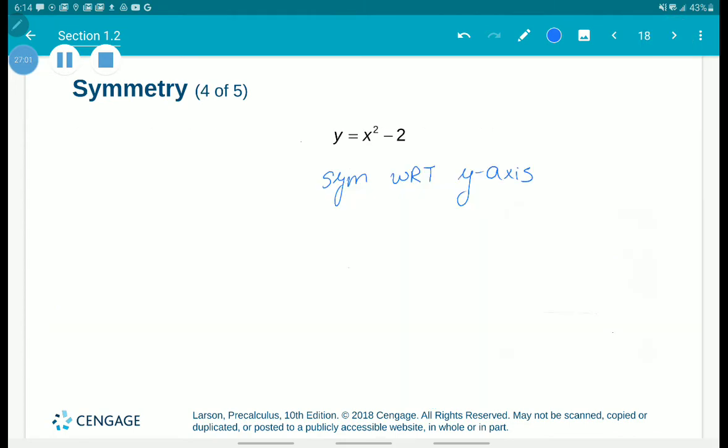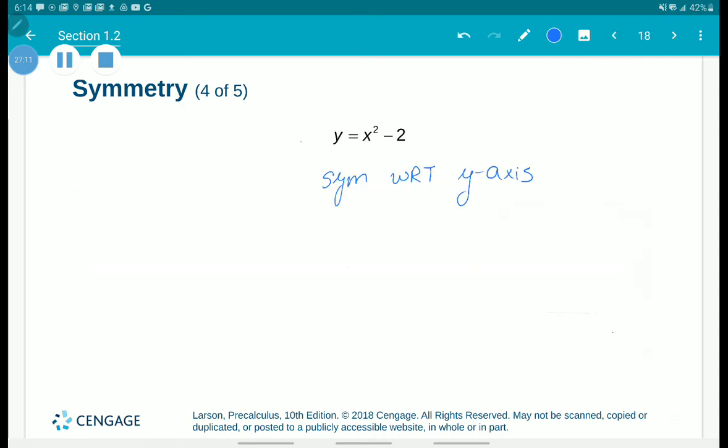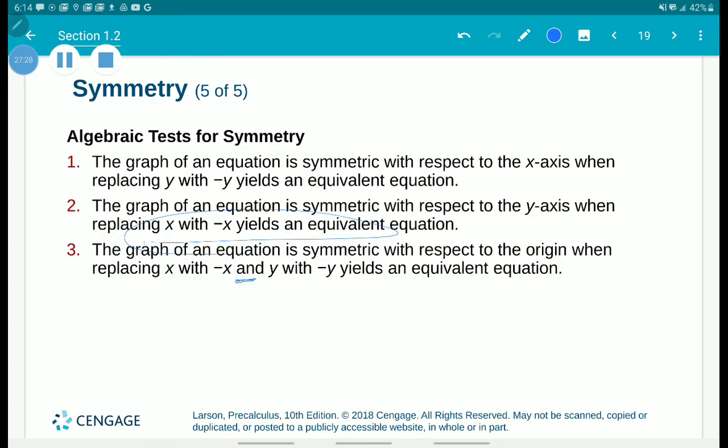So going back to that previous example, graphically, we saw it was symmetric with respect to y. We want to prove that. We're going to substitute in a negative x. And then if we simplify that, negative x quantity squared is x squared. That is the same thing that we started with. So there's your proof that that is symmetric with respect to the y-axis.